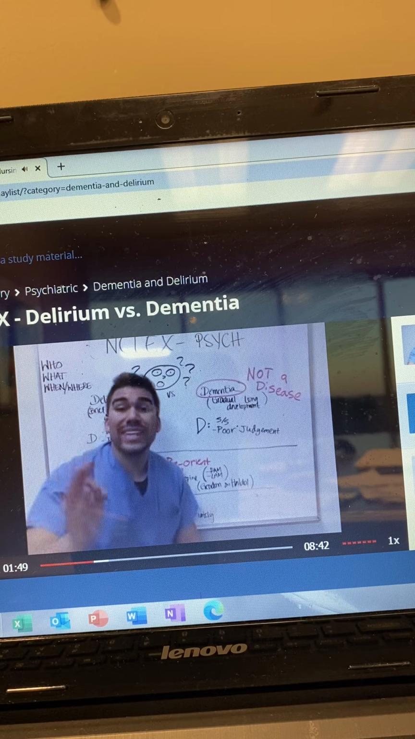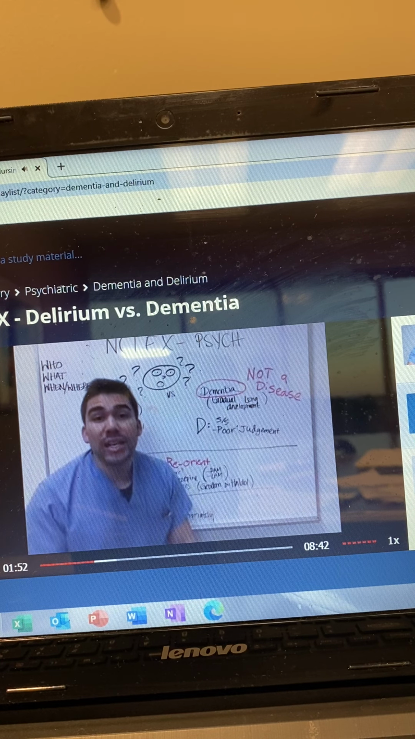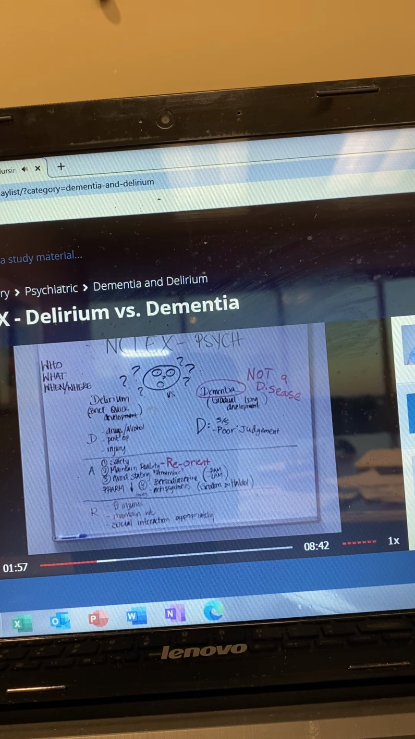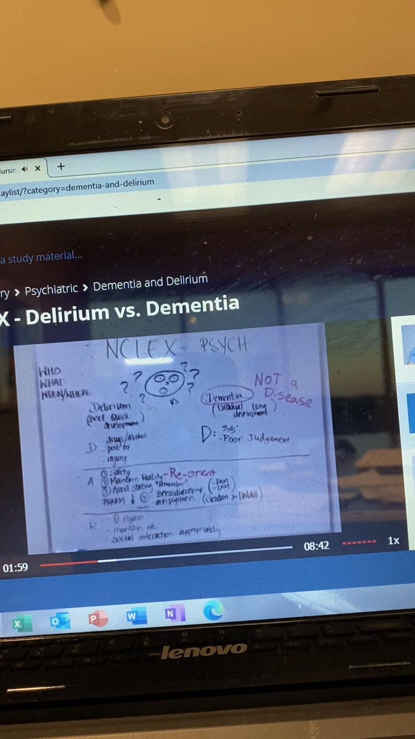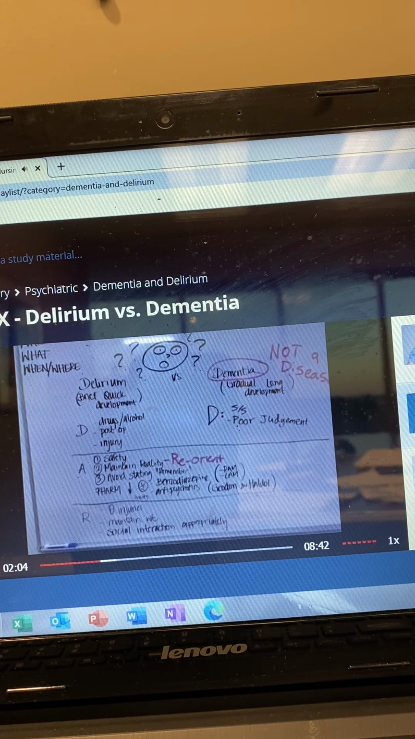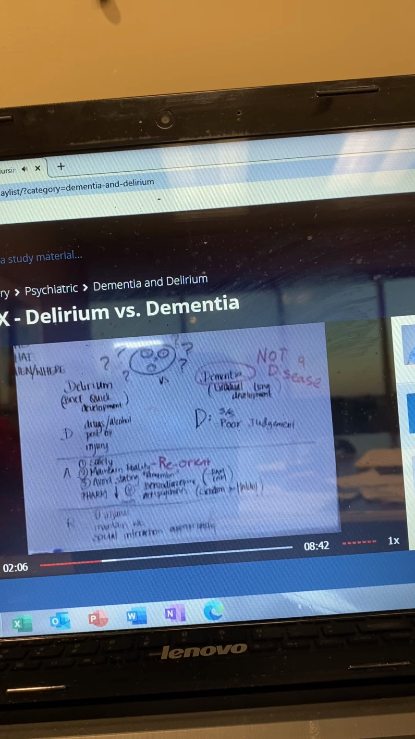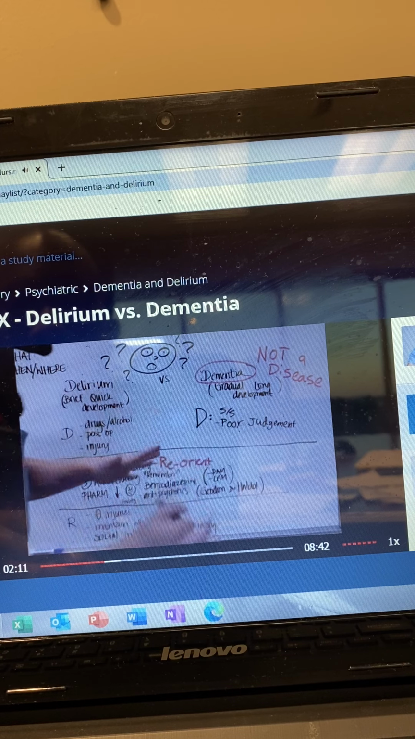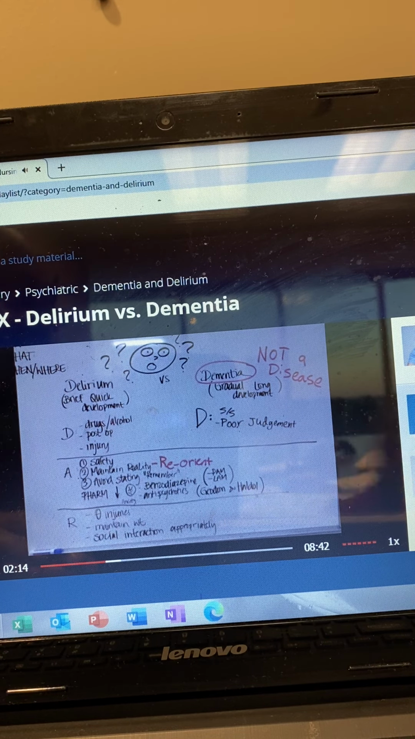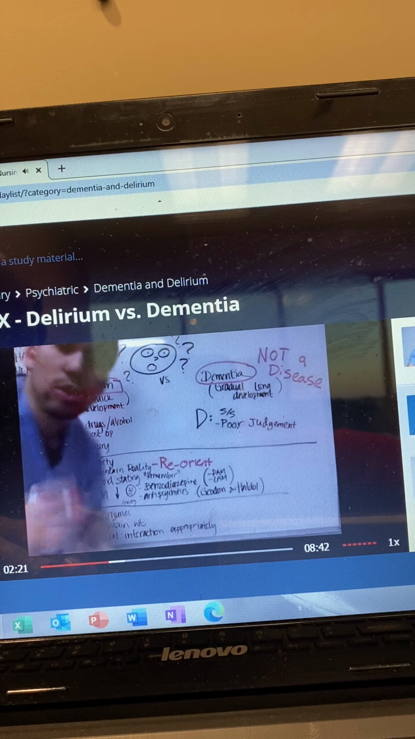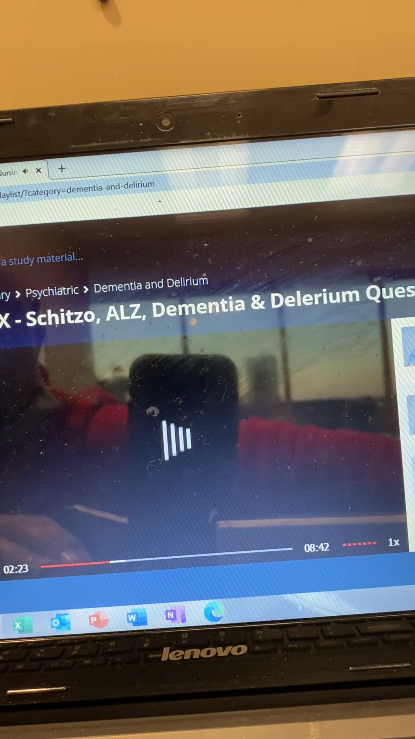All right, guys, let's go over the difference between dementia and delirium and how dementia is actually not even a disease, and how dementia we hear about all the time, and it is kind of interchangeable with Alzheimer's, but they're totally two different things. Let's go over here. So delirium and dementia are both conditions where we have altered level of consciousness.